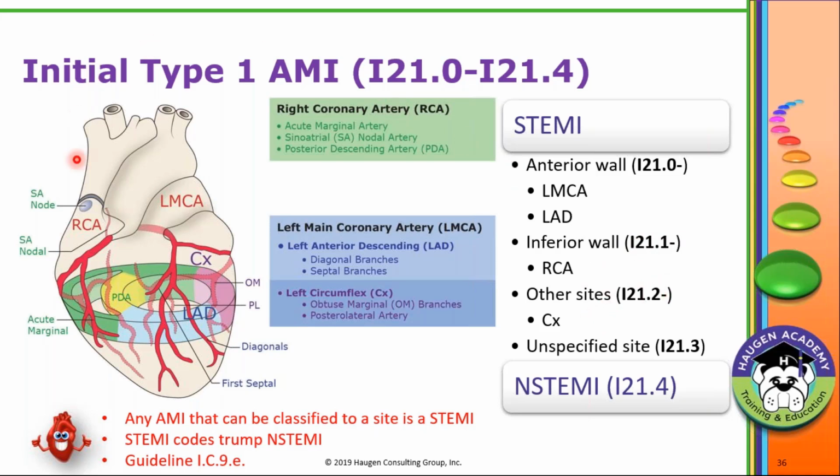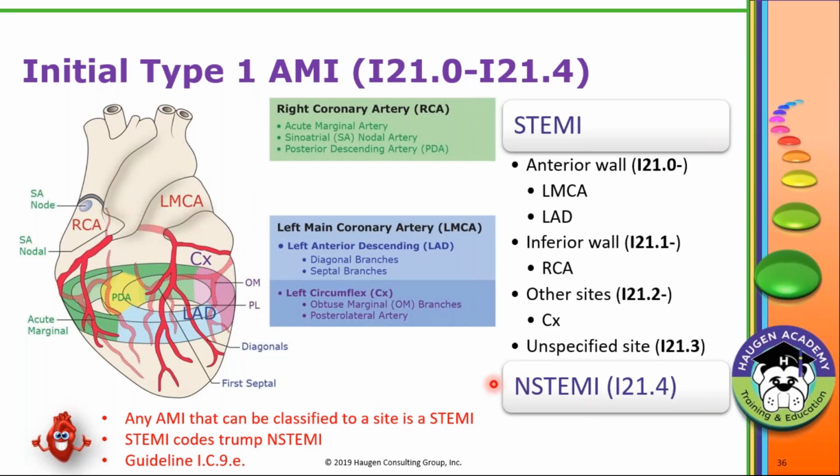This is a great image of the coronary arteries. I think this is an image that I use in any training I do where we're talking about the heart and coronary arteries, and I refer to it as well. It shows you which branches come off of each of the main coronary arteries, and I think this is invaluable.